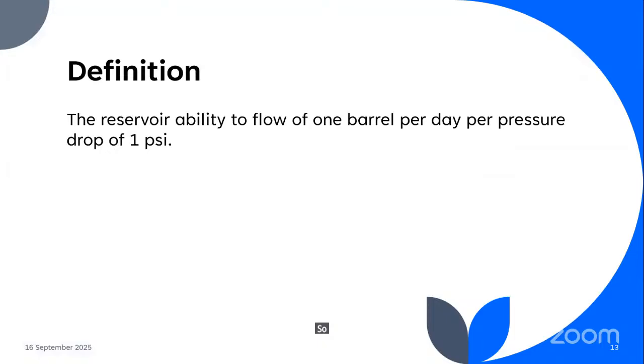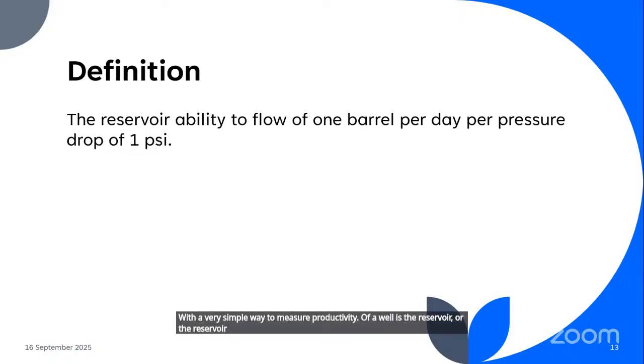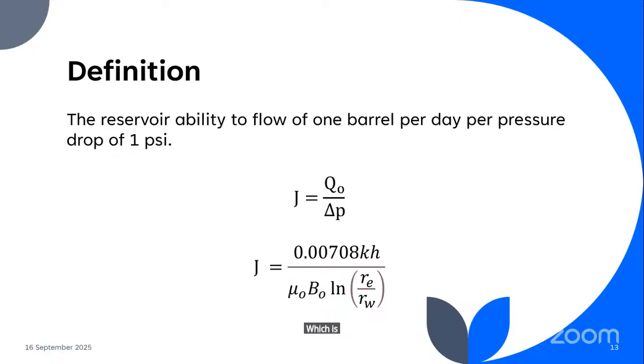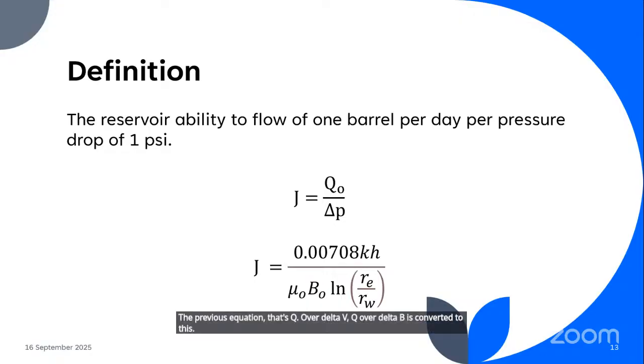So how do we measure productivity? A very simple way to measure the productivity of a well is the reservoir's ability to flow one barrel per day per pressure drop of 1 psi. If you drop the pressure in the wellbore by 1 psi, how much oil will you get from the reservoir? That is productivity. You can see from the previous equation that q over delta p is converted to this very simple equation.